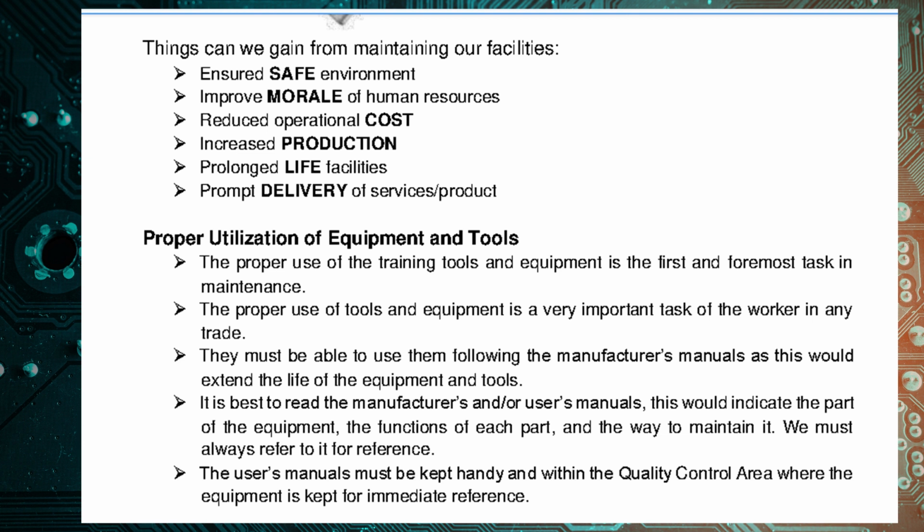This would indicate the parts of the equipment, the functions of each part, and the way to maintain it. We must always refer to it for reference. The user's manual must be kept handy and within the quality control area where the equipment is kept, for immediate reference.